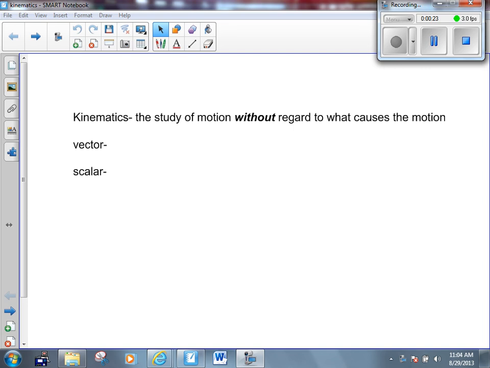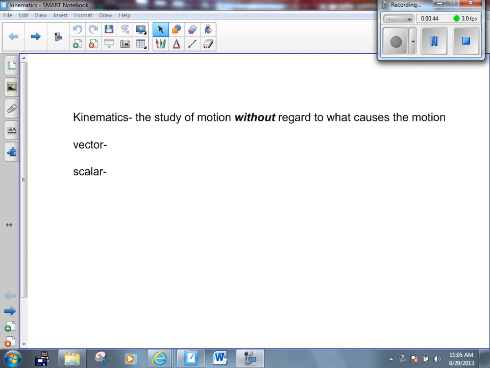Who can give me an example of a scalar quantity? We talked about, I believe it was 6 different quantities yesterday. We talked about distance, position, displacement, time, speed, and velocity. Some of those are vectors, some of those are scalars. Which ones are scalars, please? Give me one. Good. Distance is a scalar.